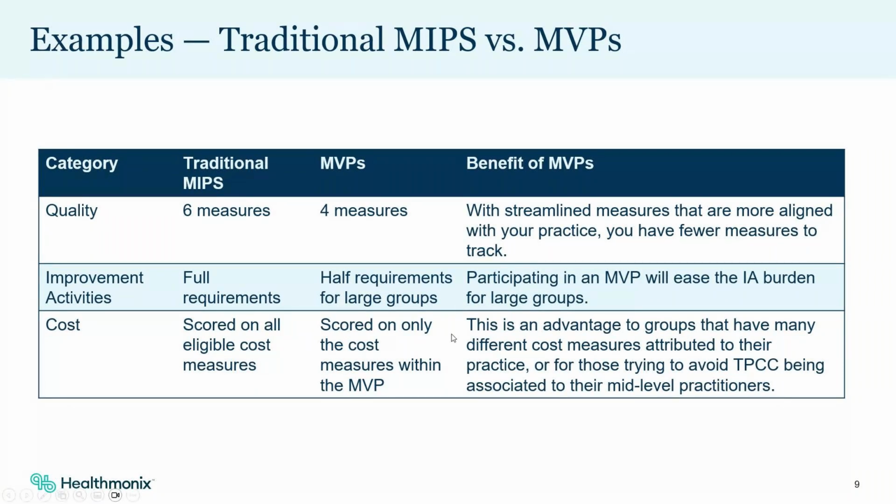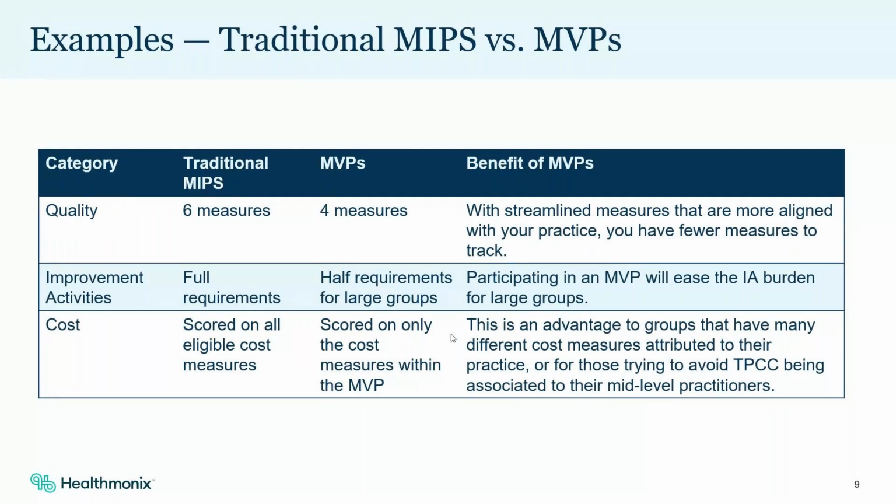Cost could be interesting, could work for you, could work against you, but the difference in traditional MIPS is that if you have eligible visits for cost measures, you can be scored on cost measures across every single available one. But if you're doing an MVP, the only cost score that you need to worry about are those cost measures that are associated with your MVP.